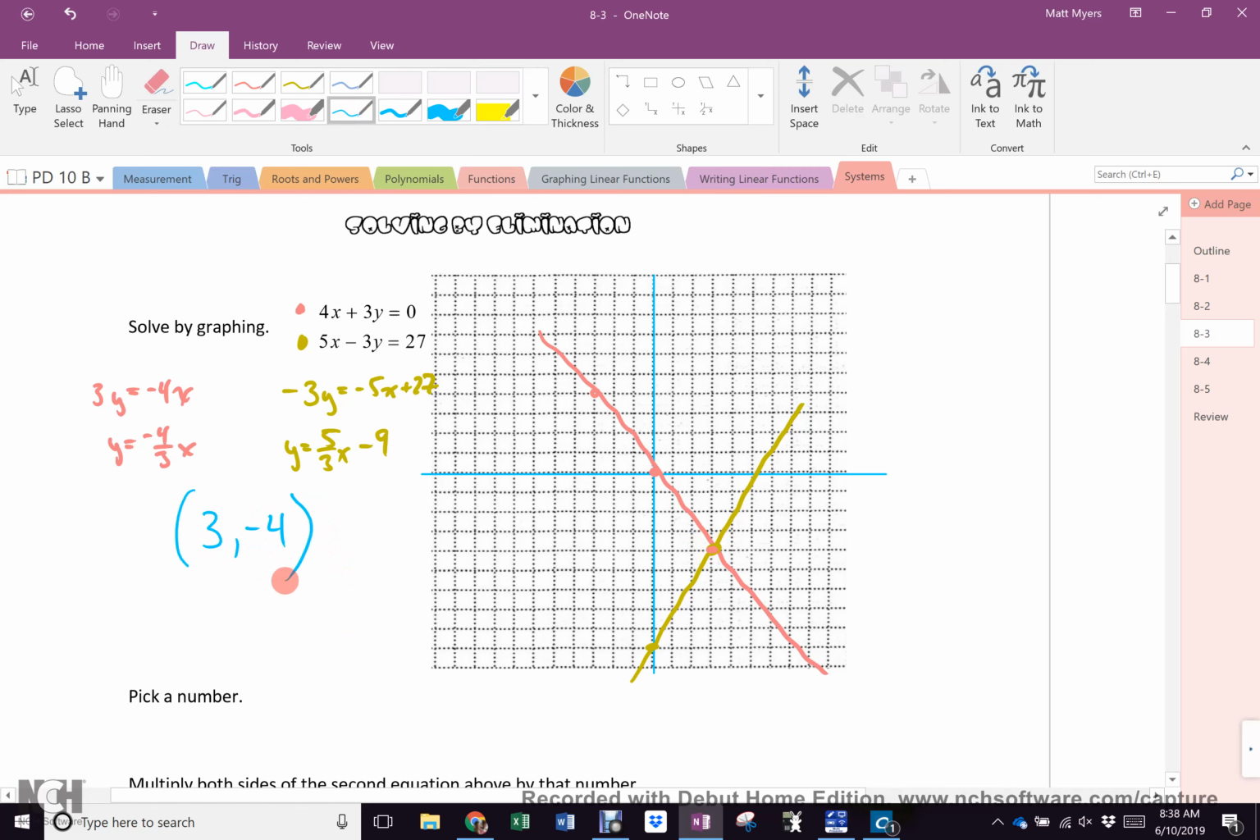Everyone agrees, right? We graphed the two lines, where they cross, that's our answer. Everybody cool?